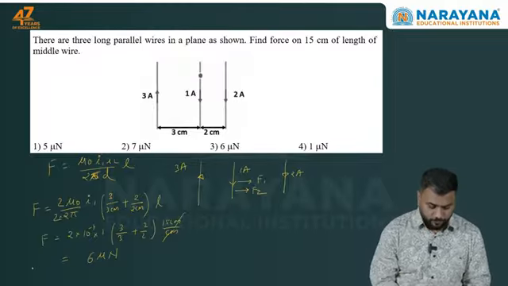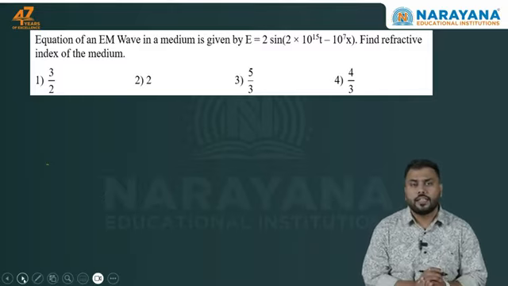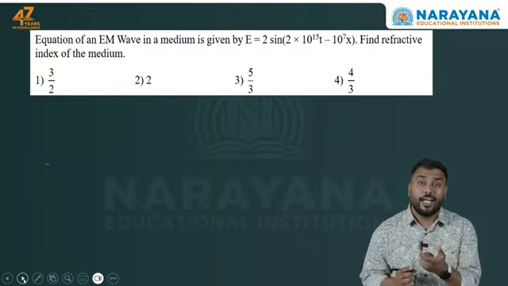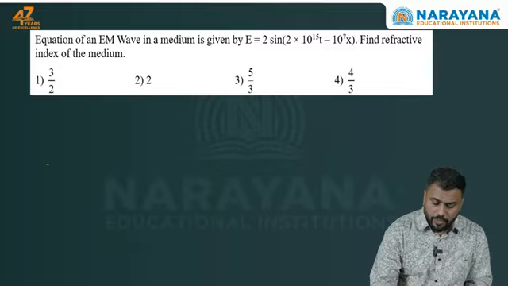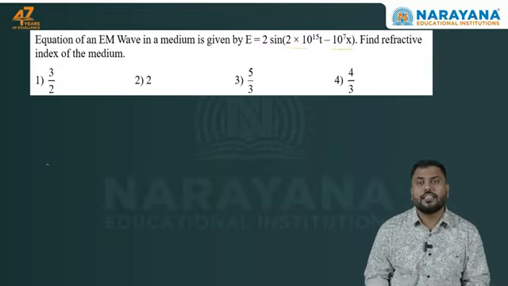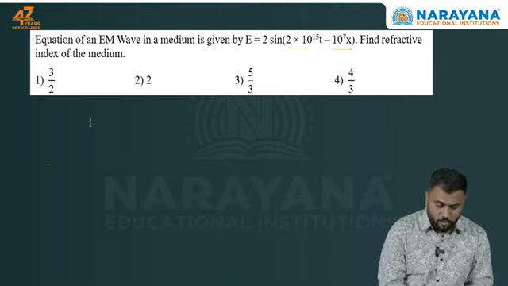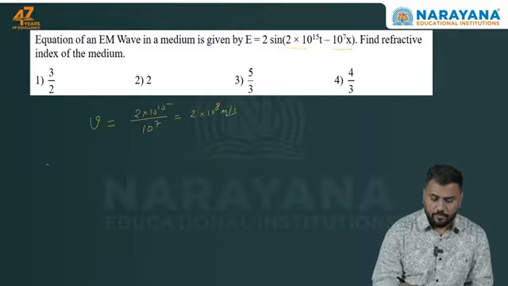Let's go to the next question. The next question is the easier one. They are asking to find the refractive index of the medium in which the electric field component wave equation is given to us. We know that the coefficient of t and coefficient of x in the wave equation can be used to calculate the wave velocity of this wave. So the wave velocity is going to be the coefficient of t, which is 2 into 10 power 15, divided by the coefficient of x, which is 10 power 7. If you solve, this is 2 into 10 power 8 meter per second.